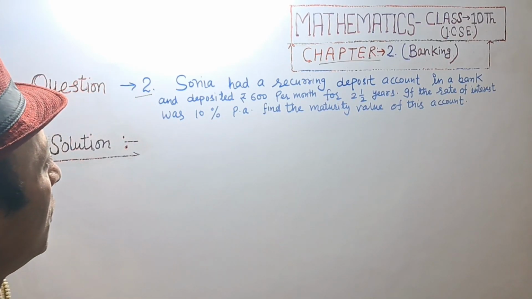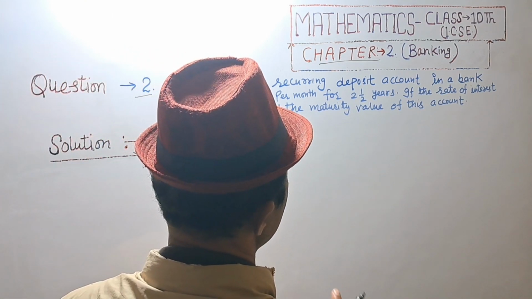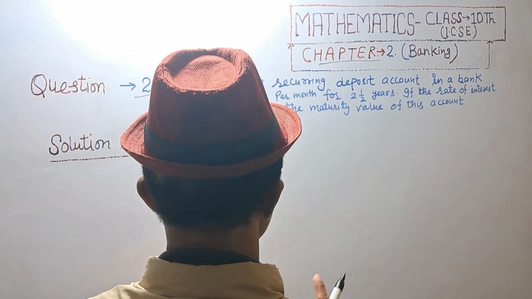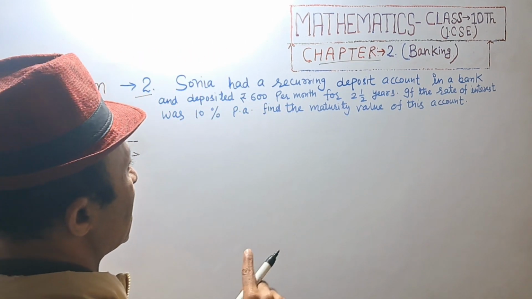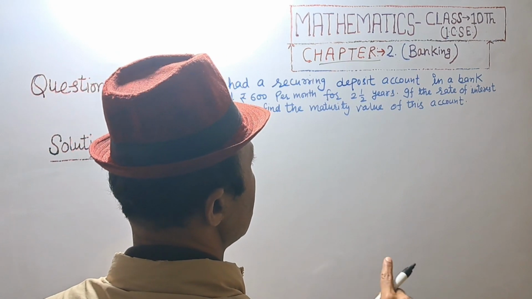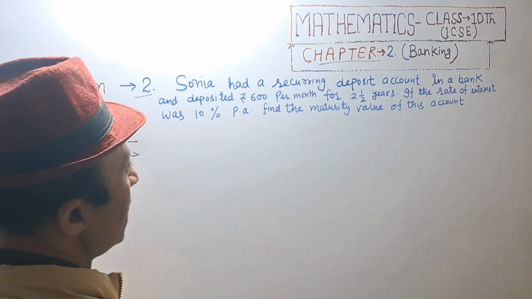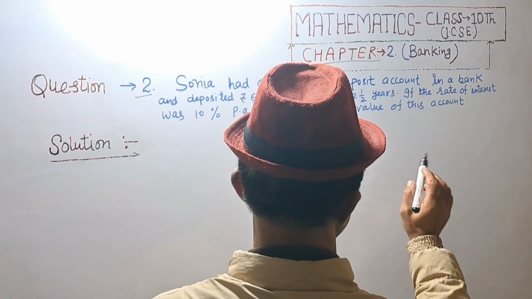Question number 2. Sonia had a recurring deposit account in a bank and deposited rupees 600 per month for 2.5 years. If the rate of interest was 10% per annum, find the maturity value of this account.